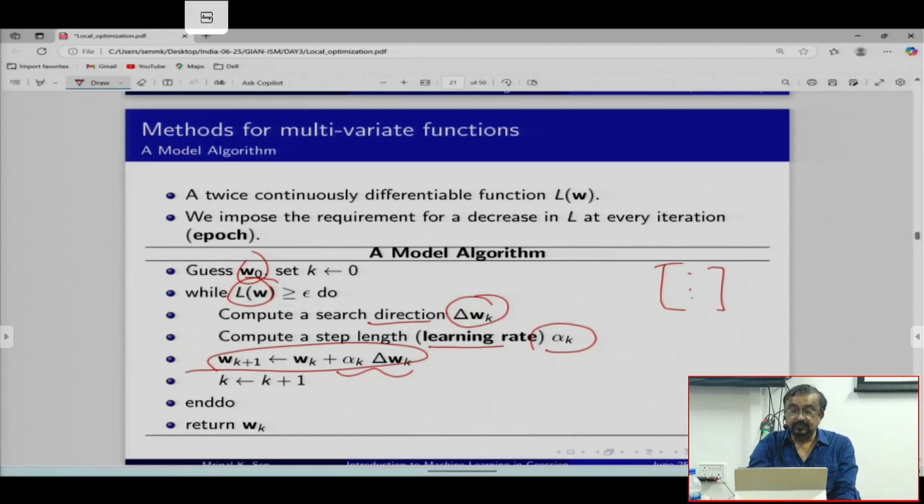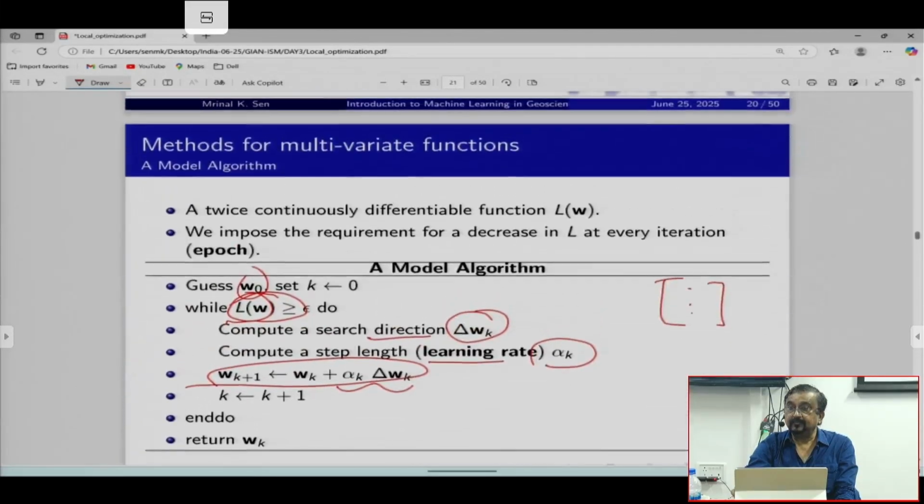Now, you might ask me, how do I find the search direction? That is something I'll talk about next. And then you do it repeatedly until you have found the minimum value of the loss function. Okay, so that is the basic philosophy.